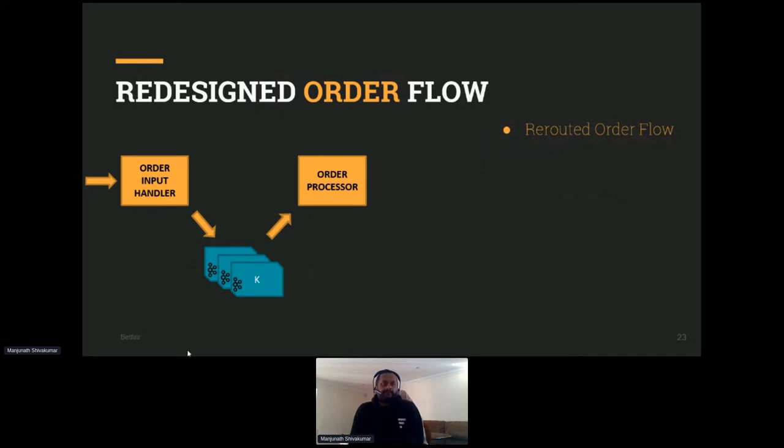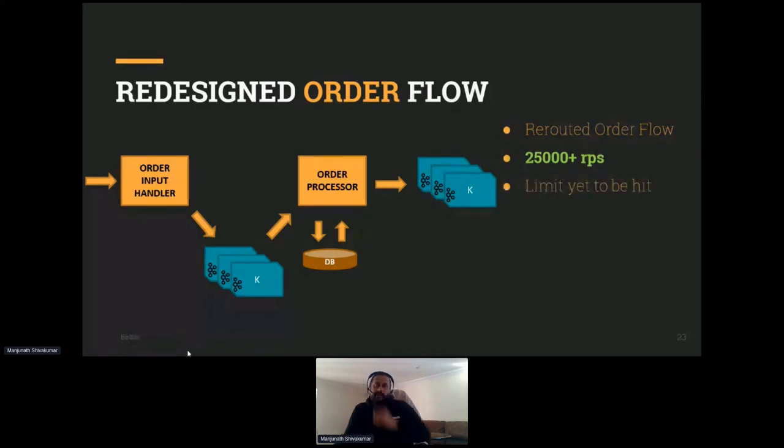And with this model, we were able to go up to 25,000 transactions per second, if not more. We haven't actually hit the limit, but this was a very high number already compared to the previous limits that we had. Again, this is something that's currently being modeled and in progress, but this is one of the other challenges where we think Kafka can actually help us solve a core problem that we have, a fundamental limitation we have in our system.